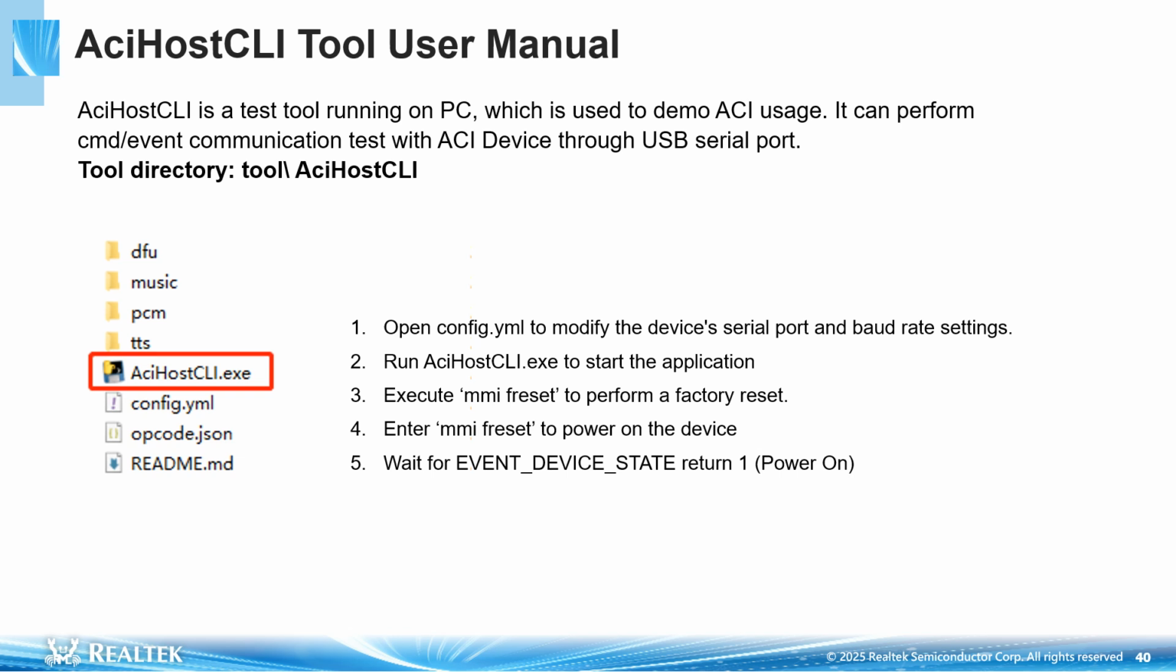AciHostCLI is a test tool running on PC, which is used to demo ACI usage. It can perform CMD or event communication tests with the ACI device through the USB serial port. Tool directory: tool AciHostCLI. Five steps are needed below. Open config.yml to modify the device's serial port and baud rate settings. Run AciHostCLI.exe to start the application. Execute MMI freeset to perform a factory reset. Enter MMI prompt to power on the device. Wait for event_device_state to return 1, power on.